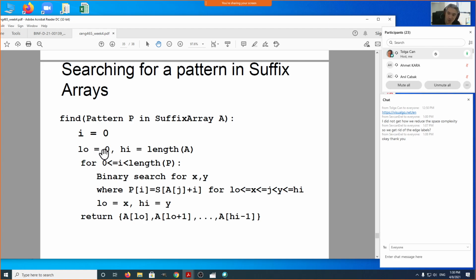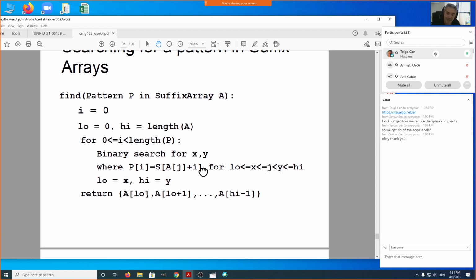We initialize this low to 0 and high to length of A. So without knowing anything, our pattern could occur in this entire array. And with each letter of our pattern, we are reducing this range to a smaller and smaller range. And this binary searching is the place where it takes log n time.